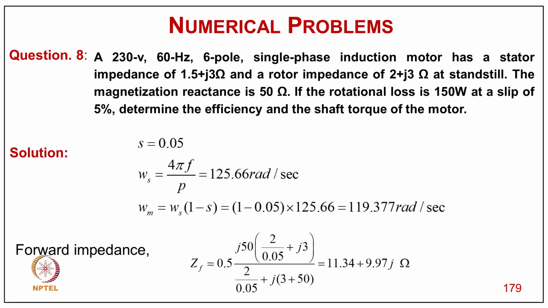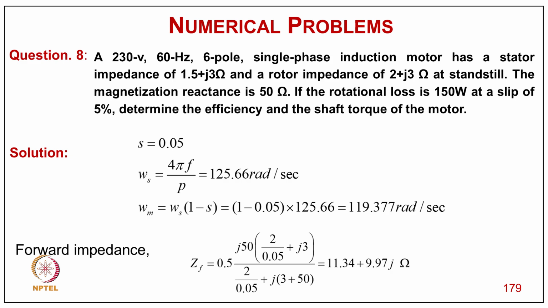So question 8. A 230 volt 60 Hz 6-pole single phase induction motor has the stator impedance 1.5 plus j3 ohm and its rotor impedance 2.3 ohm at standstill. The magnetizing reactance is 50 ohm, the rotational loss is 150 watt, and the slip is 5%. Determine the efficiency and shaft torque of the motor.